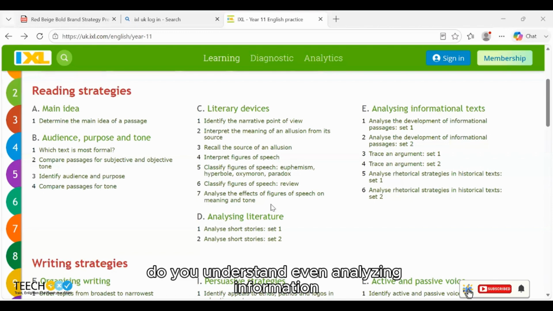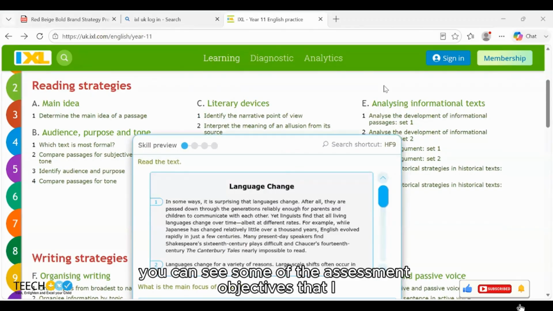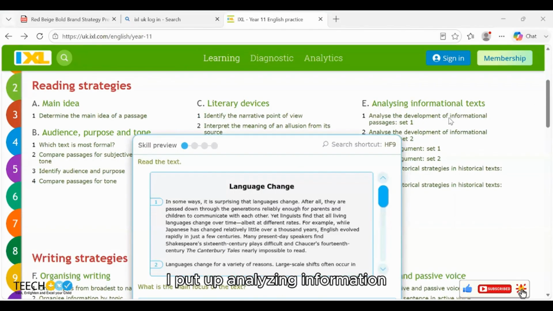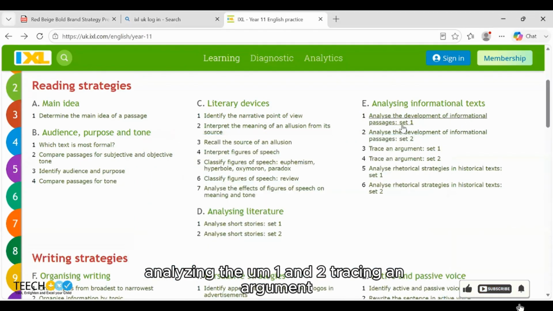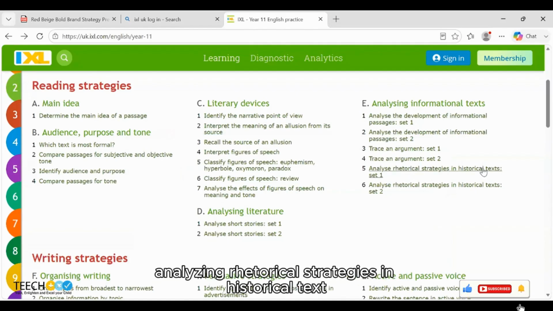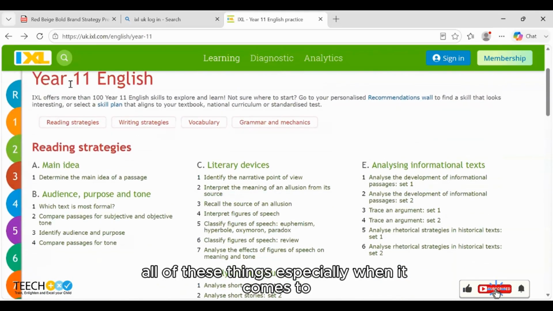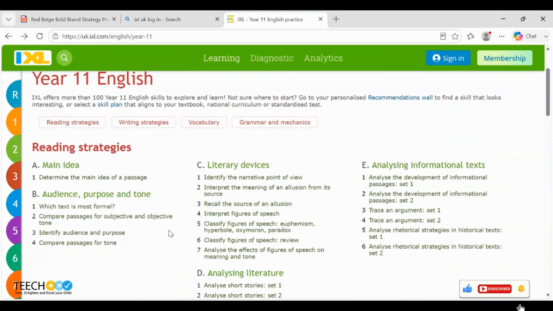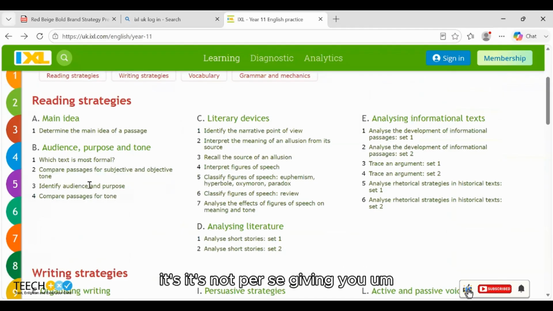Do you understand? Even analyzing information, you can see some of the assessment objectives that I put up. Analyzing information, analyzing the development of informational passages, tracing an argument, analyzing rhetorical strategies in historical text. All of these things, especially when it comes to text, audience, purpose and tone, right? It's not per se giving you teaching resources.